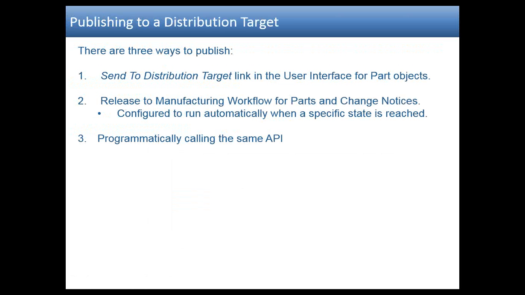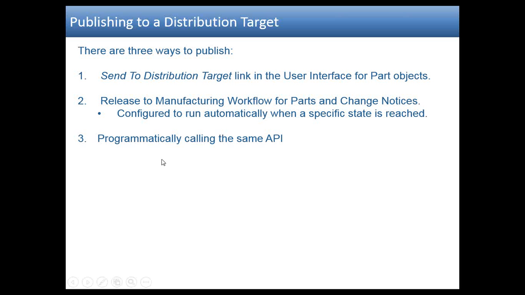There are three ways to publish the data. Once our bill of material is ready to distribute among different manufacturing plants, there should be some triggering point to provide the information for integration with ERP. One is send to distribution target. It's a link. This action is available in the user interface, either in the context menu or in the actions menu in Windchill. You can manually send the part to the ERP for integration purposes.